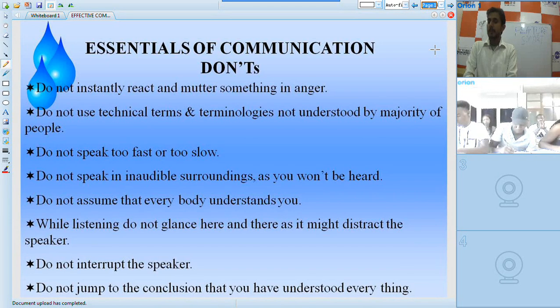Do not speak too fast or too slow. Speak properly, with proper fluency maintained while communicating with others, because speaking too fast or too slow leads to misunderstanding by the listeners.